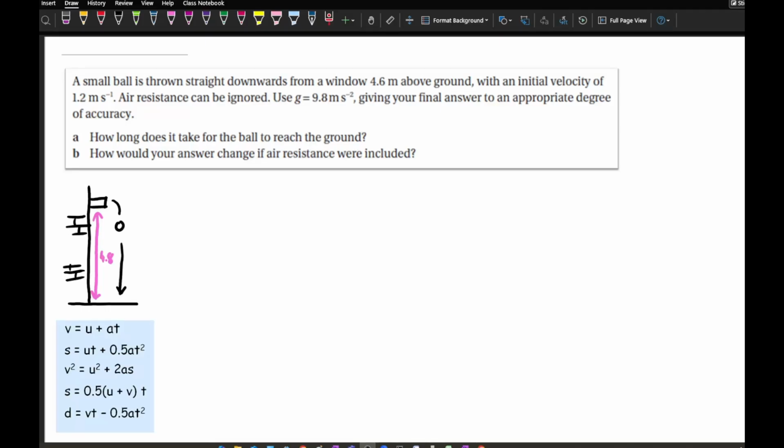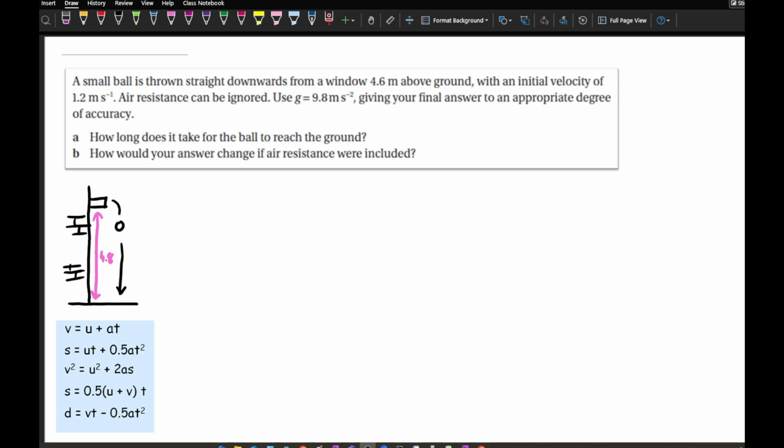So let's have a look at this first example. This first question says that a small ball is thrown downwards from a window 4.6 meters above the ground with an initial velocity of 1.2 meters per second. Air resistance can be ignored. Use g equals 9.8 meters per second squared, giving your final answer to an appropriate degree of accuracy. What this question is asking us to find is A, how long it takes for the ball to reach the ground, and B, how your answer would be affected if air resistance was included.